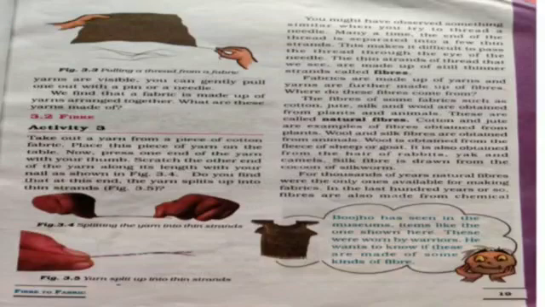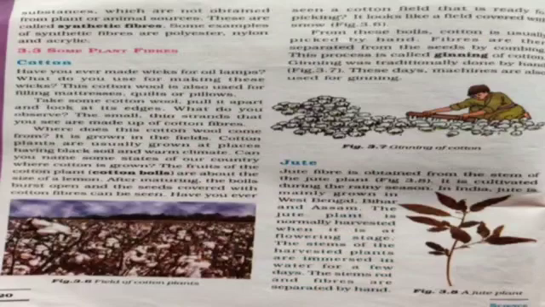Some fibers are made up from chemical substances which are not obtained from plant or animal sources. So these are called synthetic fibers. And some examples of synthetic fibers are polyester, nylon and acrylic. Now again some plant fibers. So you know that plant fibers are cotton and jute.